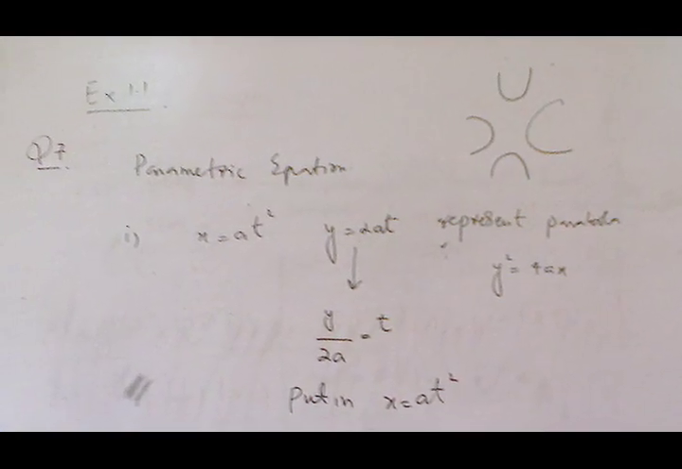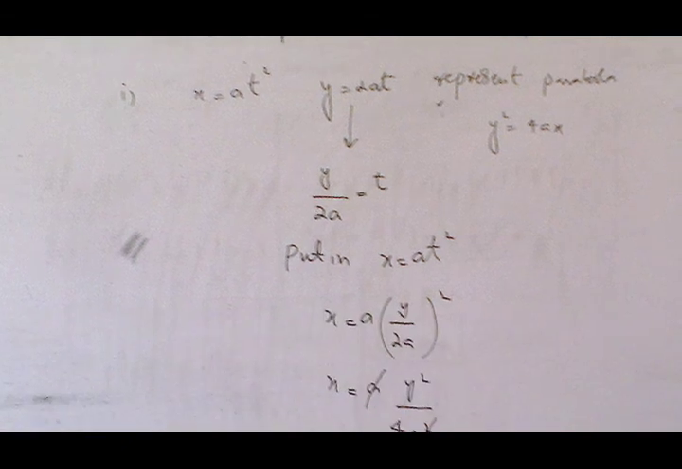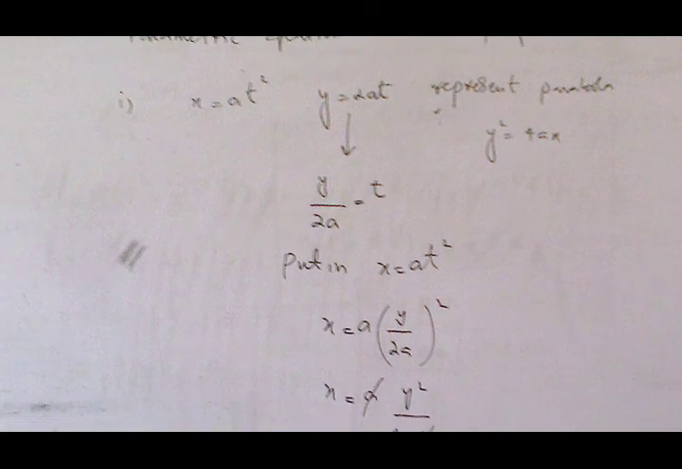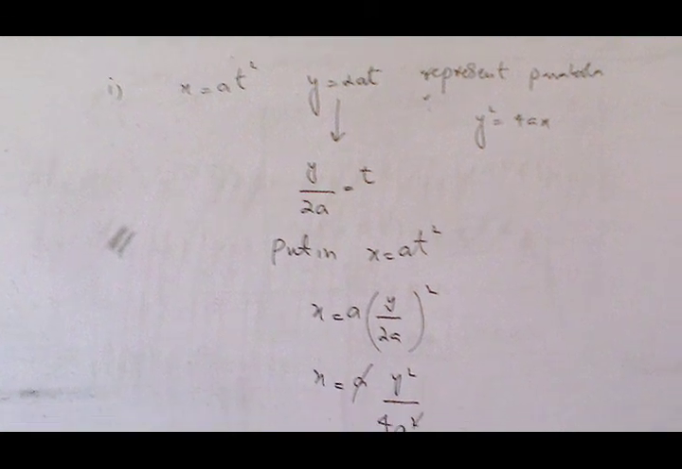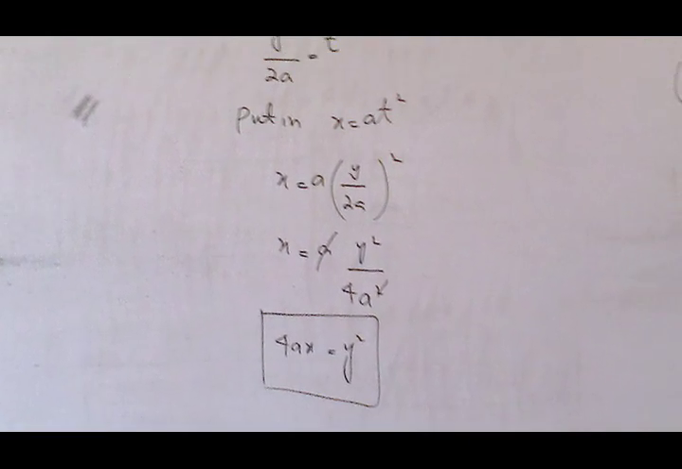Now here we have parametric equations of a parabola. X is equal to 2at square and y is equal to 2at, and we join these two equations by eliminating t to get the equation of the parabola. A parabola is like a U shape. Now from y we get the value of t, y over 2a. We put it in x and simplify and get the answer.